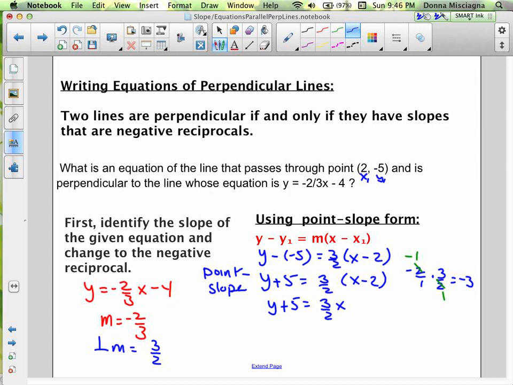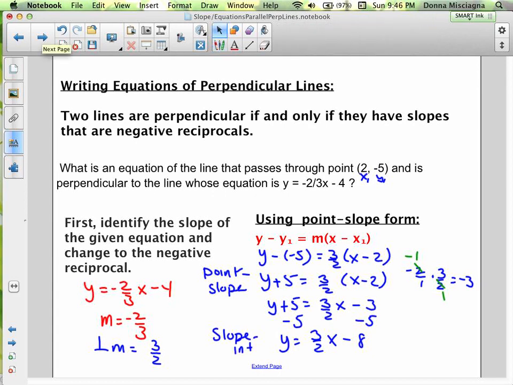So now we have y plus 5 equals 3/2 x, and this is going to be minus 3. Now all we have to do is subtract 5 from both sides to isolate y. We have y equals 3/2 x minus 8, and that's in slope-intercept form. And we're all done. So that's the equation of the line in slope-intercept form that is perpendicular to that given line and passes through the point (2, -5).